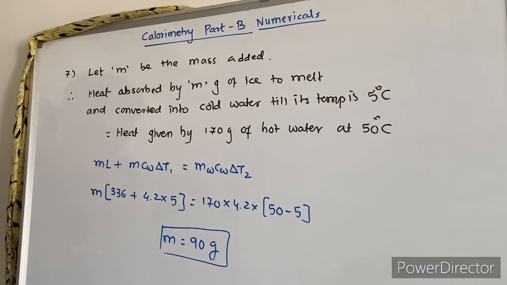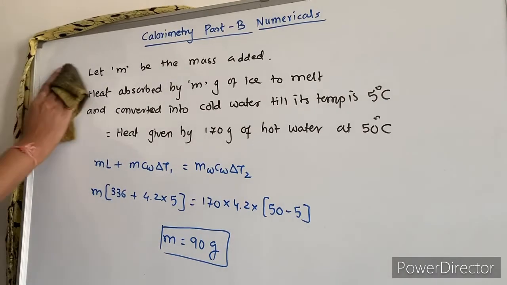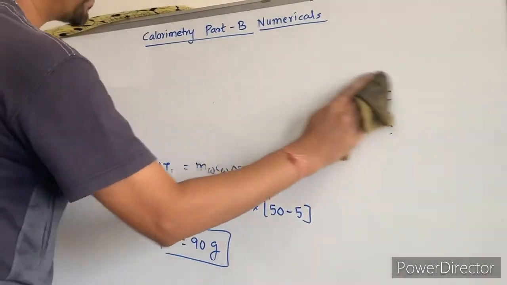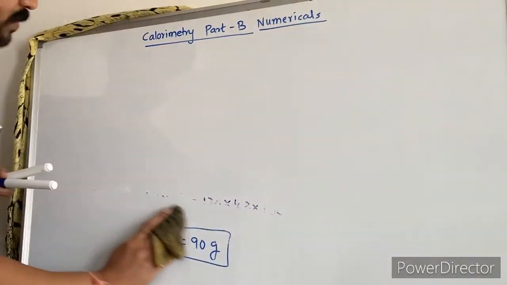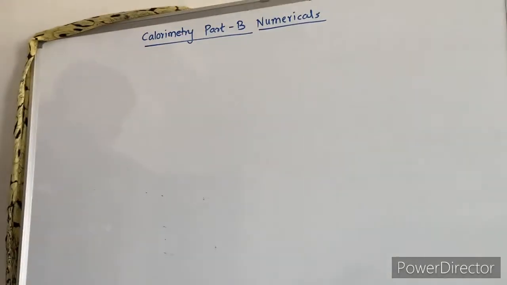Right? Now check the next sum. That is 8 sum. What is 8 sum? Now 8 sum says find the result of mixing 10 gram of ice at minus 10 with 10 gram of water at plus 10. Now what does the question say? You have 10 gram of ice at minus 10 degrees Celsius and you have 10 gram of water at plus 10 degrees Celsius. When they mix, right, then what amount of ice will melt? That is the question. That is, what is the result of mixing?